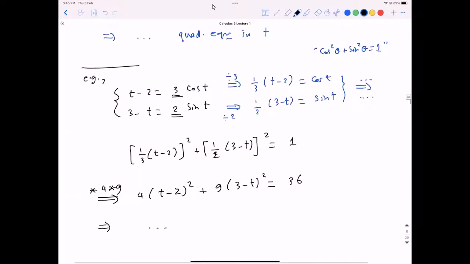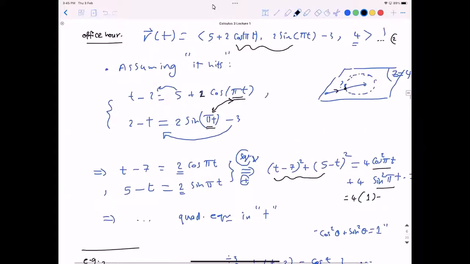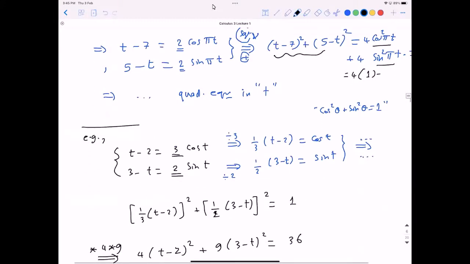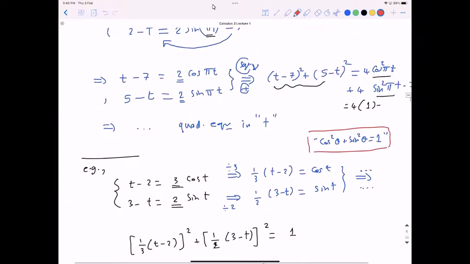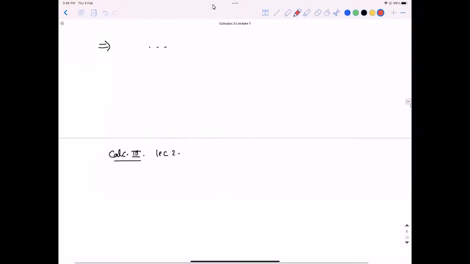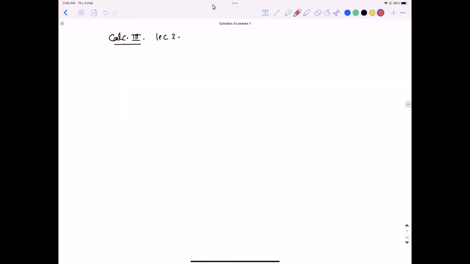Any question? Got it? So don't worry about the angle, pi t, pi over 2t, 2 pi t, whatever. The important thing is the same angle. Any angle theta satisfies this important identity, so we can get rid of the cosine and sine. Questions? This was the question of your colleagues at the office hour.